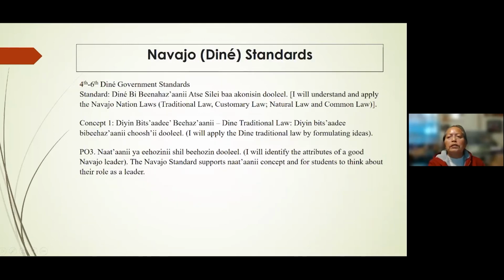And the next one is the Dene standard. I focus on PO3, which means identifying the attributes of what a leader is. And right now, I'm at the tail end of my unit. They are currently putting together a big book of what a leader means to them in their school setting and at home. What are the attributes of being a leader in those settings, and how do they help their family and the school?